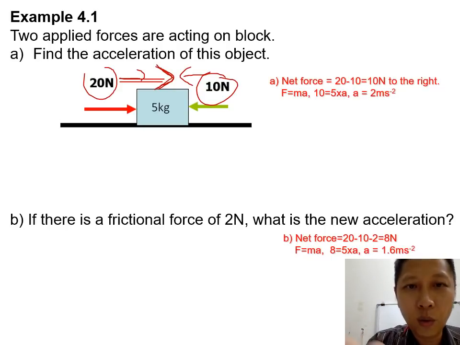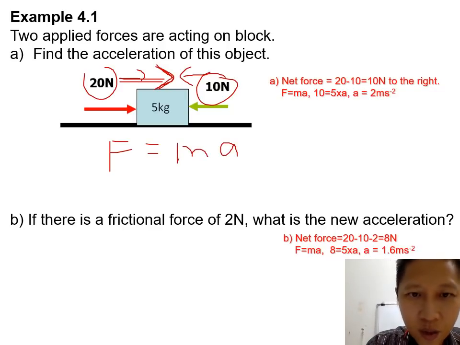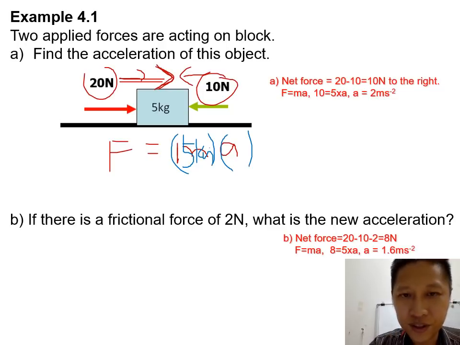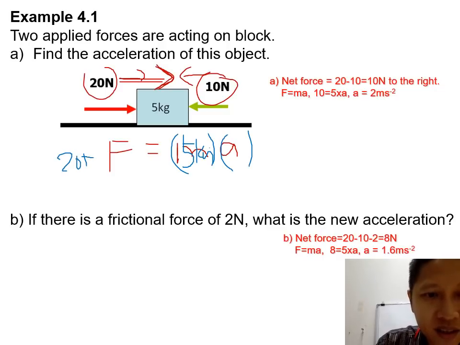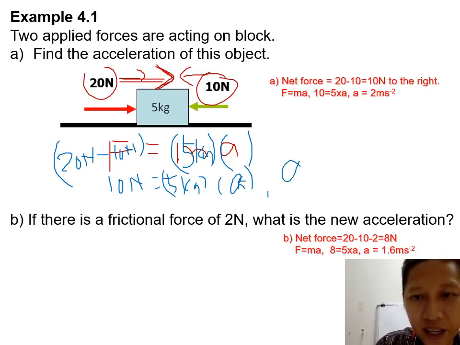So when you want to know the acceleration, do we have the m? Yes, we have the m, it's 5 kg. Do we have the a? No, we don't have the a. Do we have the net force? Yes, it is 20 Newton minus 10 Newton. So at the end, we get the value of a equals 2 ms^-2.